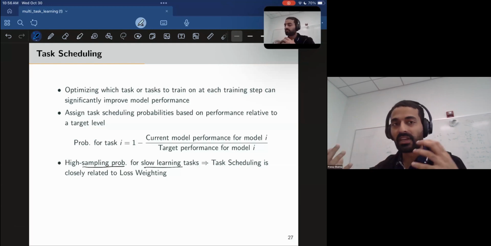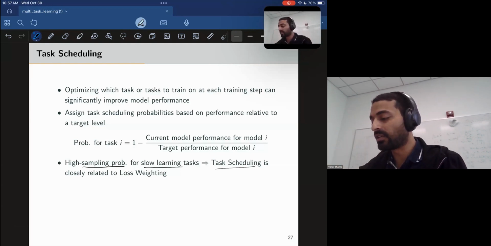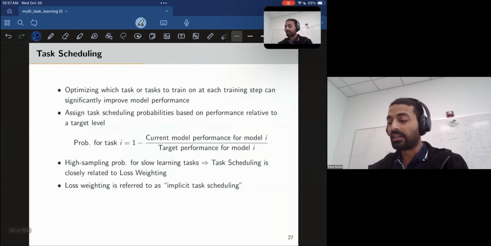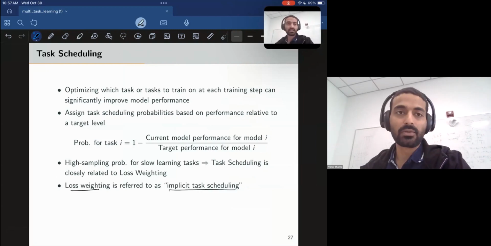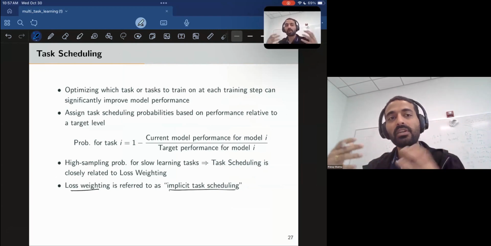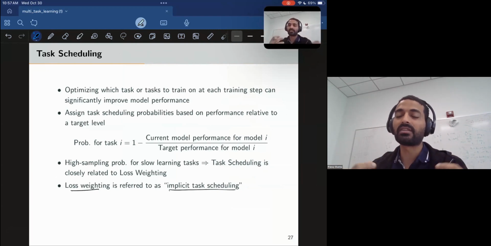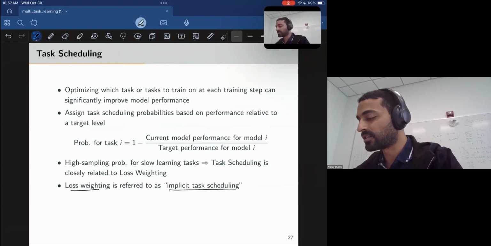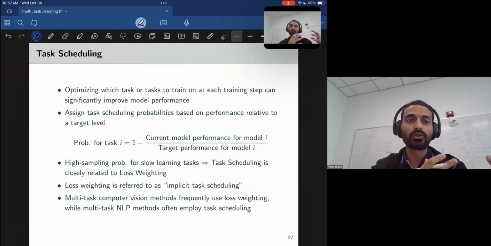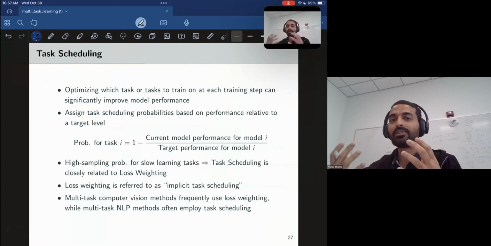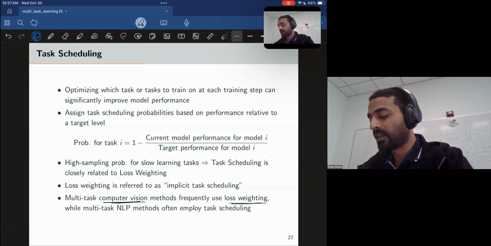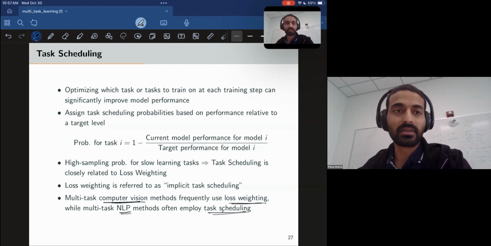And therefore, there is a very close connection between task scheduling and loss weighing, which we just discussed. In fact, loss weighing is called implicit task scheduling because it also has a very similar effect. If the weights are very similar, there is a uniform probability of sampling different tasks. If the weights are very different, some tasks are more likely to be sampled than others. Also, an interesting thing is that whether we do loss weighing or task scheduling depends on which domain we are working in. For example, computer vision folks often do loss weighing, while NLP folks often do task scheduling.